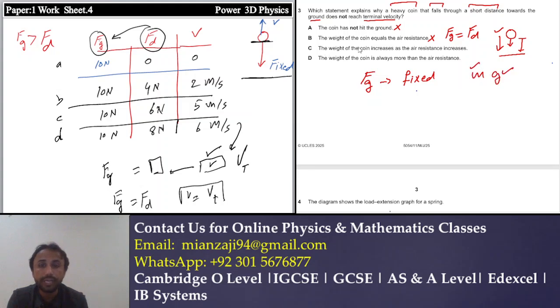The weight of the coin increases as the air resistance increases. Weight does not depend on any values. It only depends upon g. So it's fixed. The weight of the coin is always more than air resistance. This is the case. This is not the case. This is the case. The weight of the coin is greater. This is our true statement. The weight of the coin is always more than the air resistance. This is the case here.